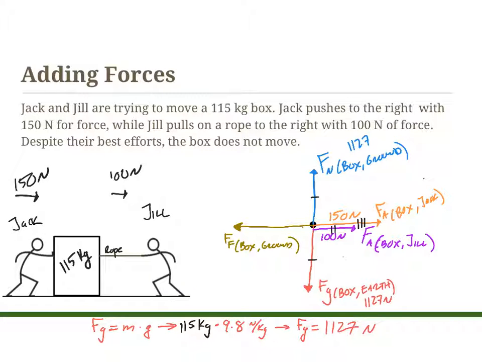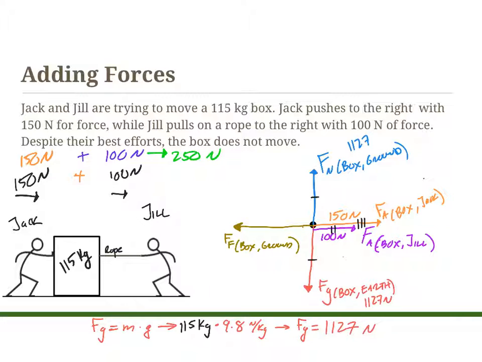So what is the total force being applied to the right in this case? 250. Thank you. So if I had the 150 newtons plus the 100 newtons, the total force going in the right-hand direction is 250 newtons. Does that make sense? So far, so good?